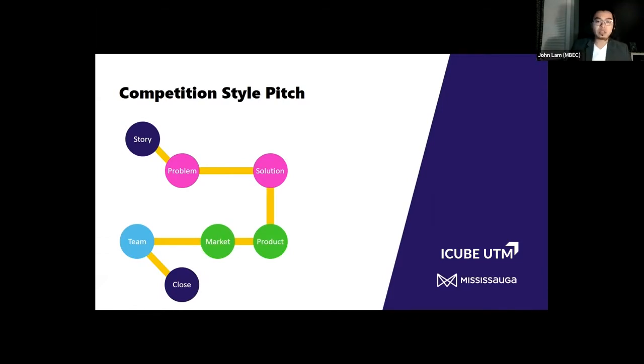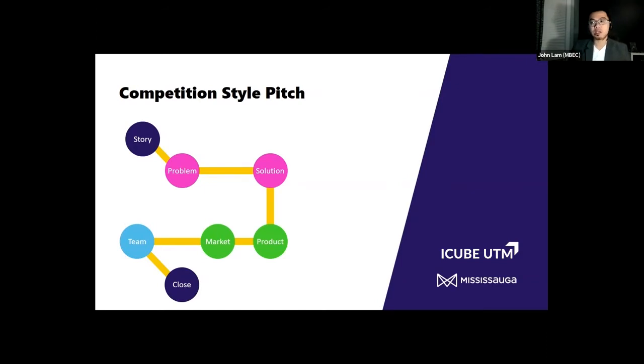We're starting with the competition style pitch because I find that if you have this storyline down, you can start to manipulate some of these aspects and manipulate the information that you have to stretch it or shrink it based on your need and based on the audience that you're presenting to.